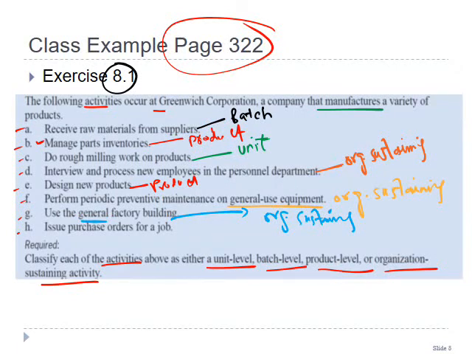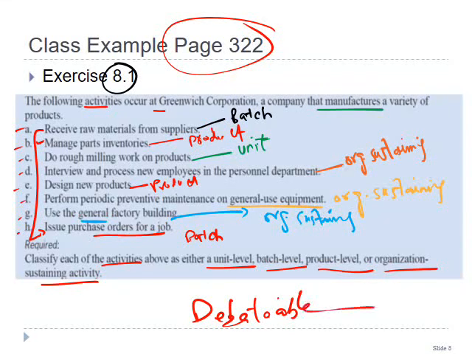And H is issue purchase order for a job. Same as our A part, you issue a purchase order in a batch, so you can categorize it as a batch level activity, right? If more scenarios were given, all this discussion is debatable, right? So within the given scenario, we can categorize these into the different level activities. Let's move further.